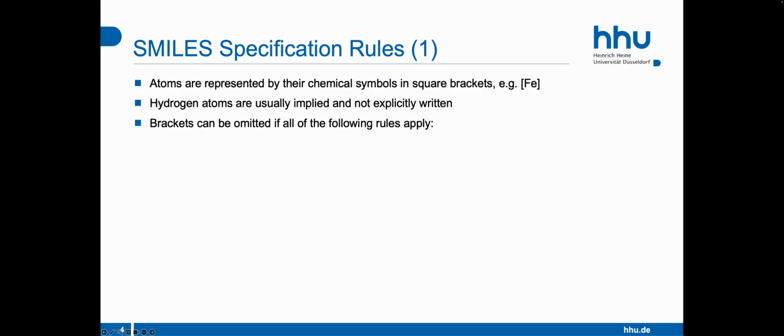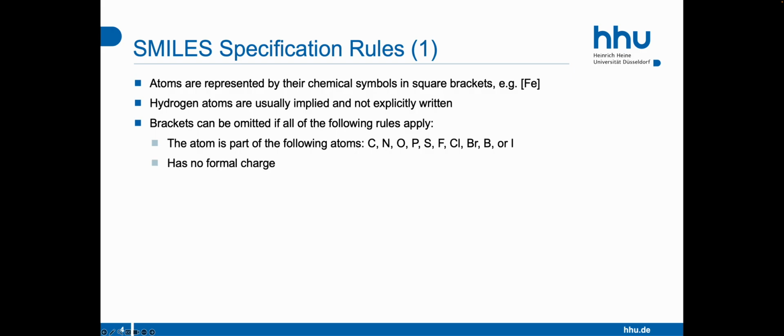We can omit square brackets around an element symbol if all of the following rules apply. The first rule is that the atom has to be part of these atoms. Otherwise, we always write square brackets around the atom symbol. The next rule is that the atom doesn't have a formal charge, which means that the outer electron shell of the atom has no additional or fewer electrons than it would have in its normal uncharged state. For example, if we have a nitrogen atom with an additional electron in its outer electron shell, we would have a minus sign to indicate the negative charge, and we would have to put square brackets around this.